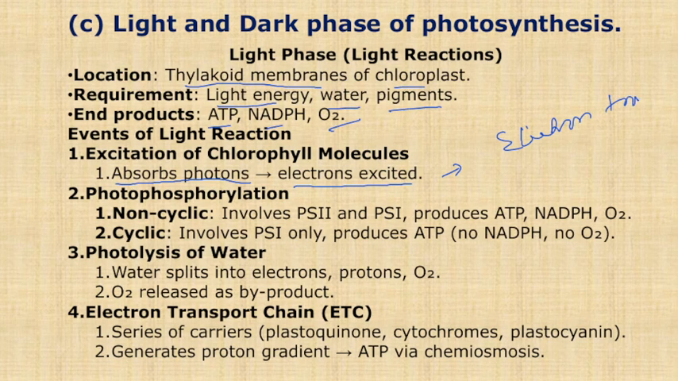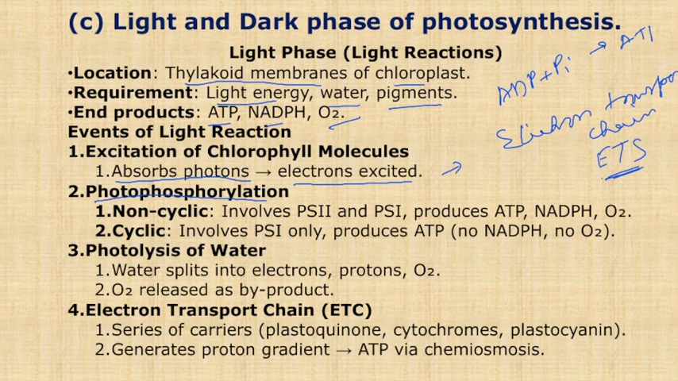Electron transport chain, also known as ETS. There are different complexes present on the thylakoid membrane that transfer the electron from PS2 to PS1 and then to NADPH. So there is photophosphorylation, which means phosphorylation is taking place, like ADP plus Pi will produce ATP.